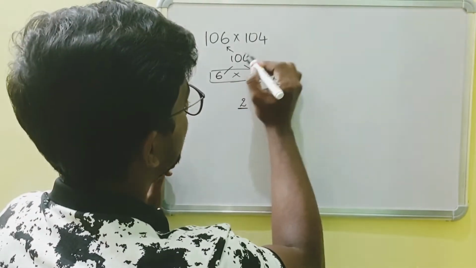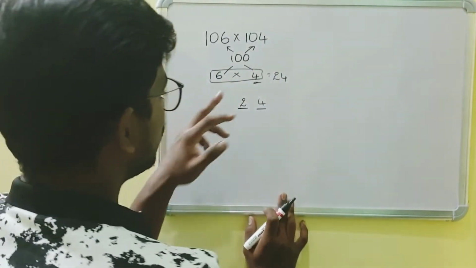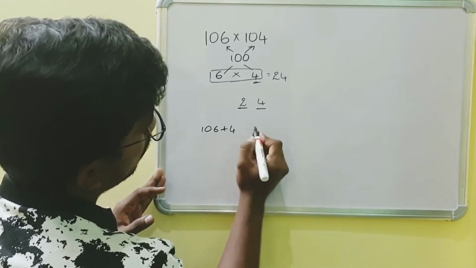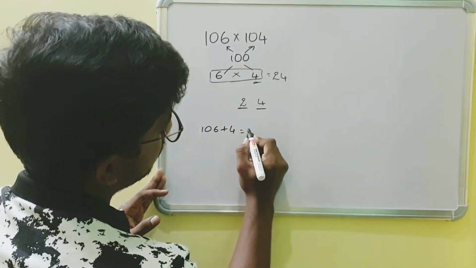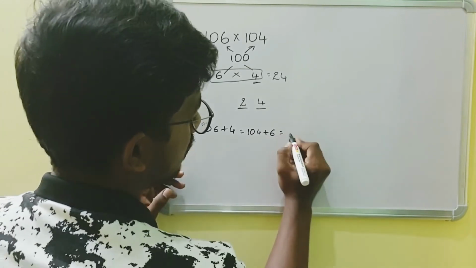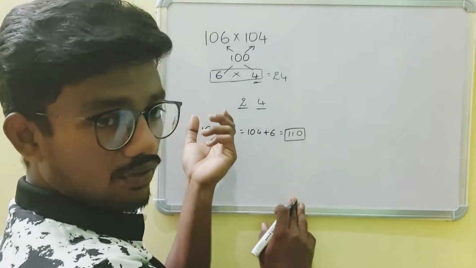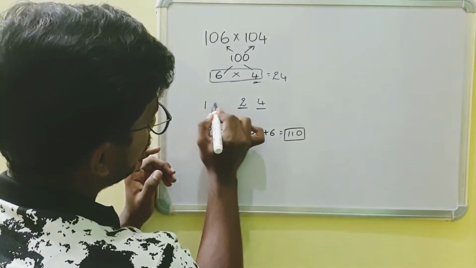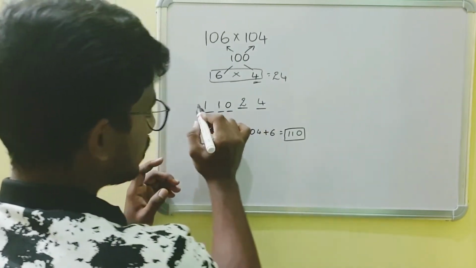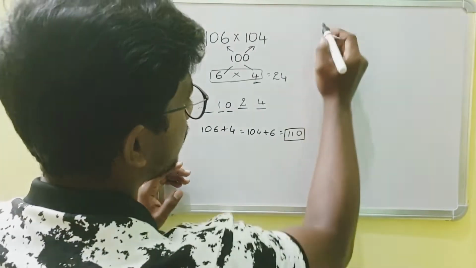Whatever direction we take, we will obtain the same answer. Here 106 plus 4, or 104 plus 6, both are equal, and the answer is 110. So my required value is 11024. By this we get our answer. Let us take another example.